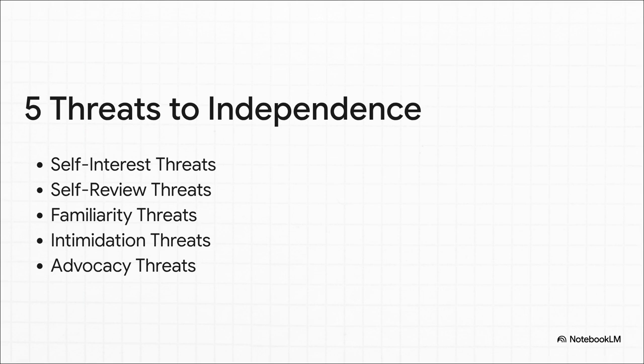But staying objective and skeptical isn't always easy. ISO 19011 actually points out 5 major threats that can compromise an auditor's independence. Things like pressure to push for a certain outcome, or even just becoming too friendly with the people you're auditing. Just knowing these pressures exist is the first and most important step to making sure you stay objective.